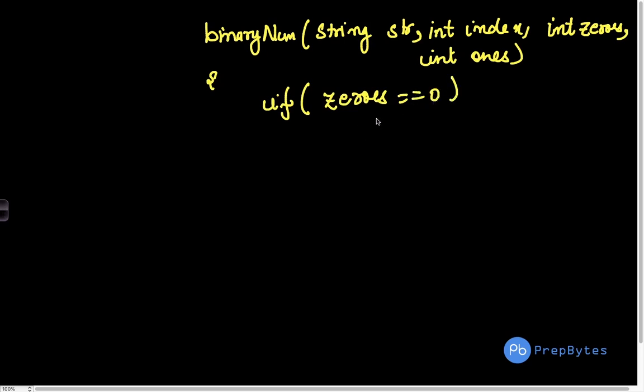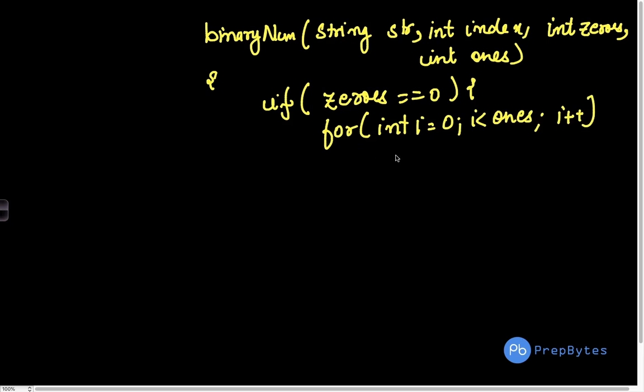which means there is no more 0 left. We will simply run a loop for int i equal to 0, i less than the number of ones that is remaining, i plus plus, and I'll simply put str plus equal to 1. Okay, and after this loop is over, I'll simply print my str. Okay, now, and I'll return.